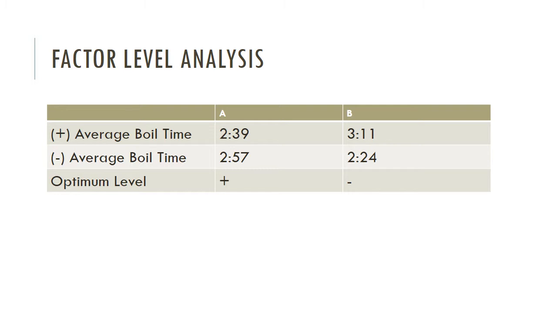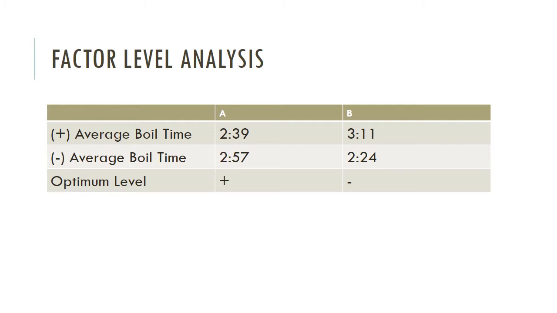Now we have our factor analysis. Our average boiling time for A, the lid on or off: with the lid off is 2 minutes and 57 seconds, and with it on is 2 minutes and 39 seconds. Factor B is the amount of water. On the plus, with the pot 3/4 full, it's about 3 minutes and 11 seconds on average, and with the pot a quarter full, it's about 2 minutes and 24 seconds.